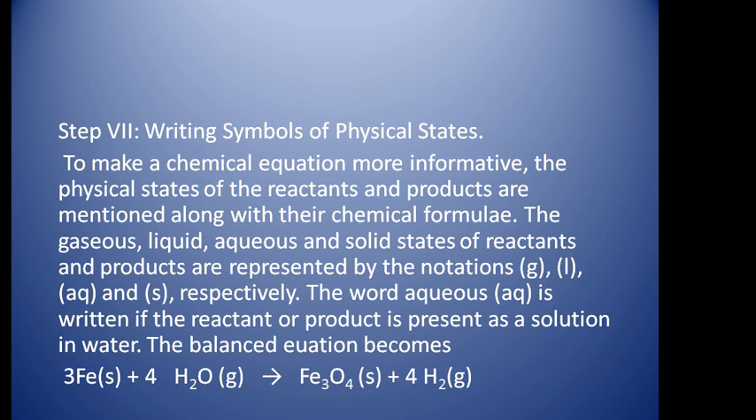Now what is the last step? The last step is writing symbols of physical states. Okay, this is also an important part of writing a balanced chemical equation, because if we don't write this, then we do not have any kind of idea about the state of that particular matter. As you know, chemical reactions may take place in solid state, in liquid state, as well as in gas state. So to inform completely, we should write the symbols of their physical states.